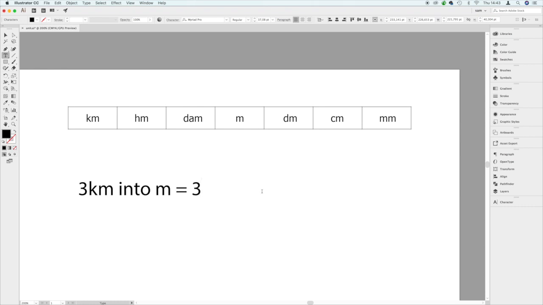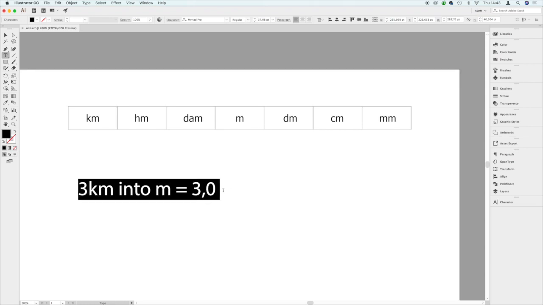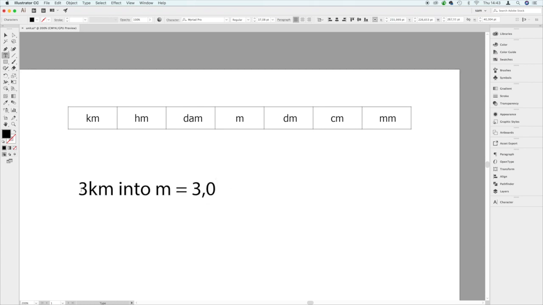So 3 in algebra is actually 3,0. It's the same, okay? So we have a little comma here. So if I have another number, imagine not 3 kilometers, but 65 kilometers, my number is 65,0. It means exactly the same. But I want you to really see that comma. And when we move from one unit to another, the only thing we need to do is move that comma to the left or to the right.